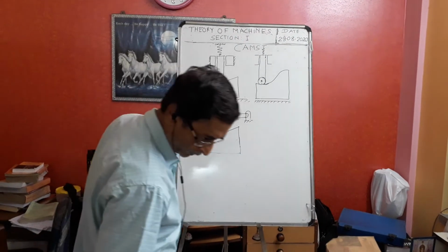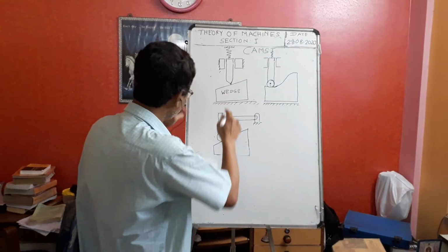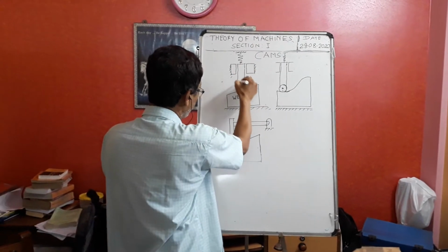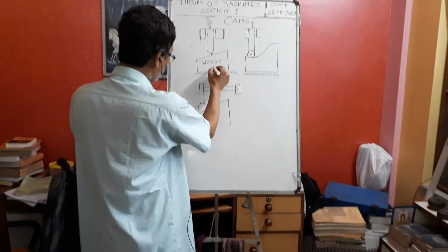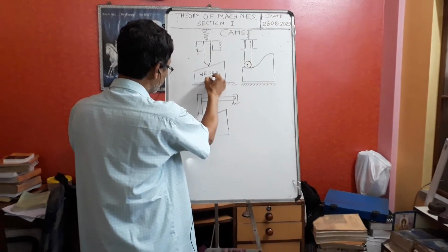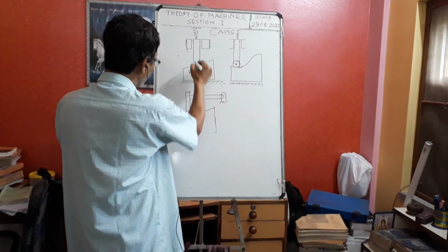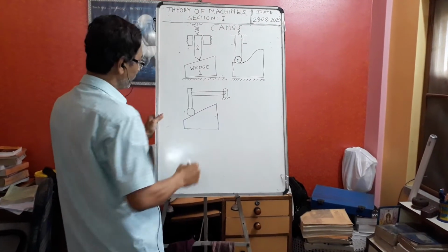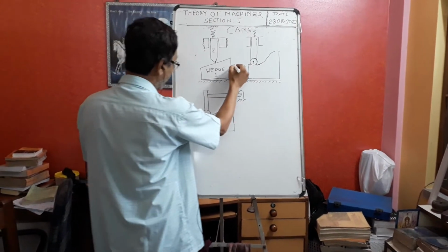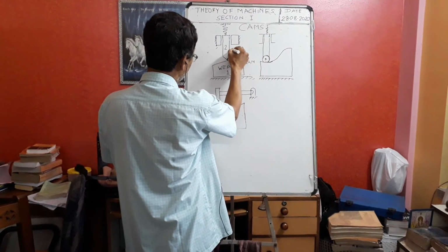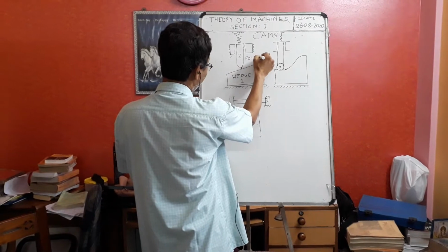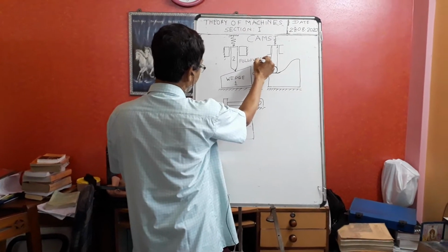And this is one another element. So this is element link 1 and this is link 2. This link 1 we generally call a cam, and this one we call a follower. Cam and follower.